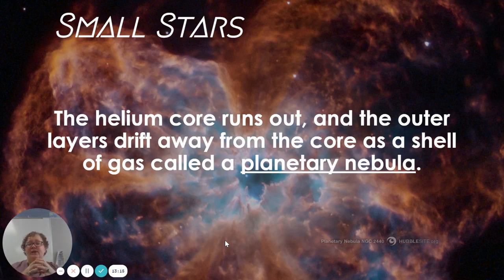When the helium core runs out, meaning the helium is gone, and all of the other outer layers, because remember the star is expanding, when those outer layers kind of drift away, they're no longer being held by gravity to the core. It's that shell of gas that's left that is called a planetary nebula. So a planetary nebula is different than the nebula at the beginning of its life cycle. So remember, those are a little bit different. Planetary nebulas only happen with small stars.